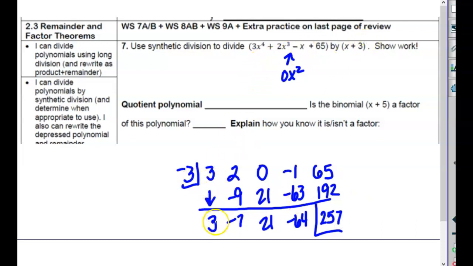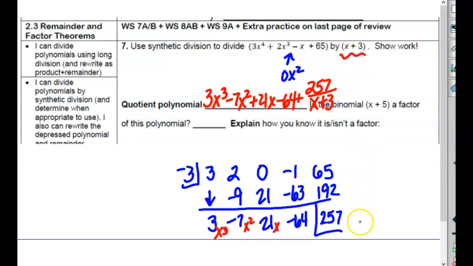Negative 3, bring down the 3, 2, 0, negative 1, 65. Did anybody already do this? Mary, did you do this already? Did you try this one? Did you have a, that's what you got? That disgustingness? Okay. So the quotient, guys, I don't know if it's this bad on the quiz, and it could be, but this is a constant. This gets an x, x squared, x cubed. So we have 3x cubed minus 7x squared plus 21x minus 64 plus, how do we write that? It's 257 over x plus 3. Yeah, this is the divisor, so that's the denominator. All right, so that was disgusting.